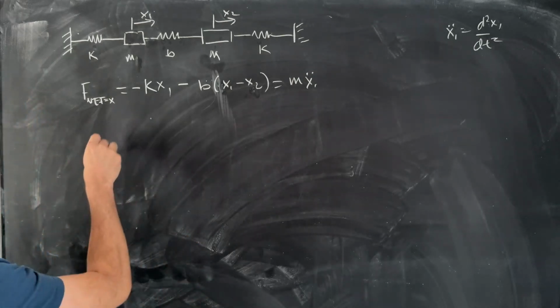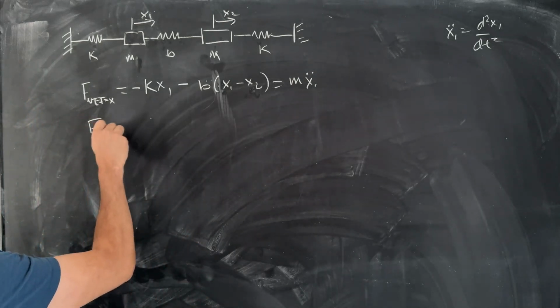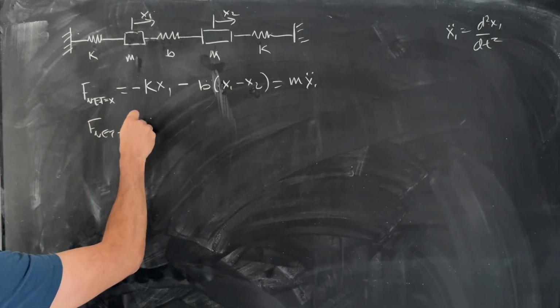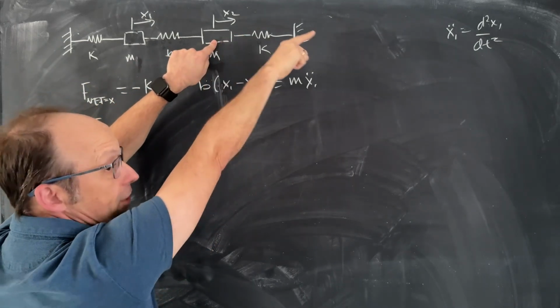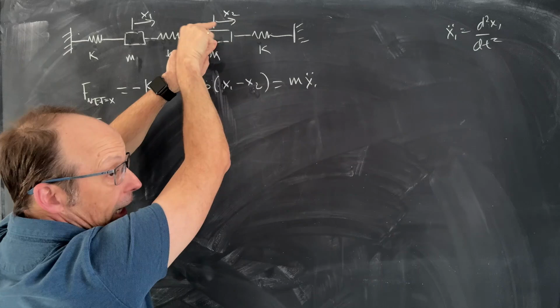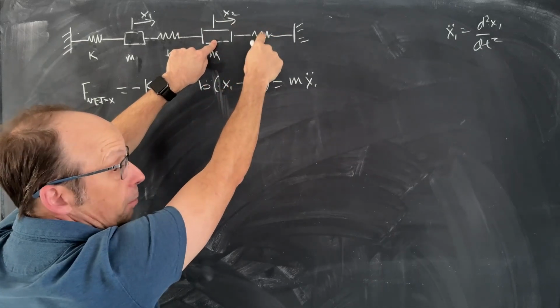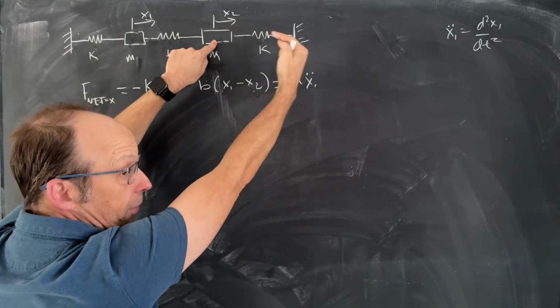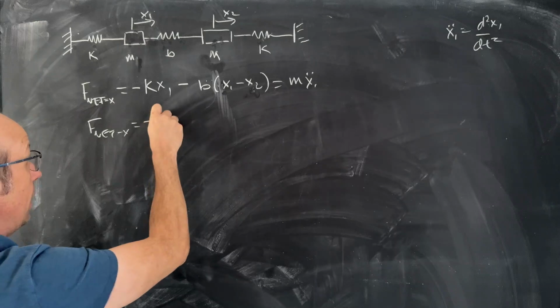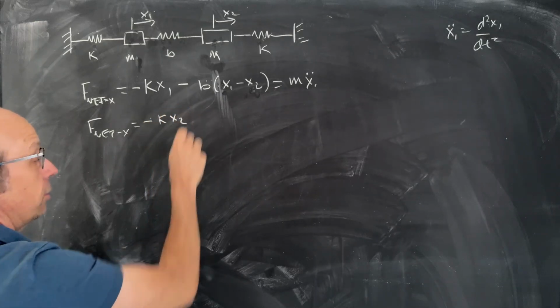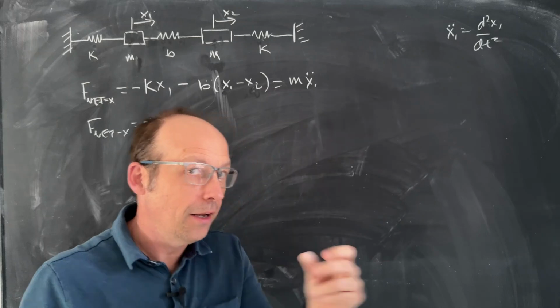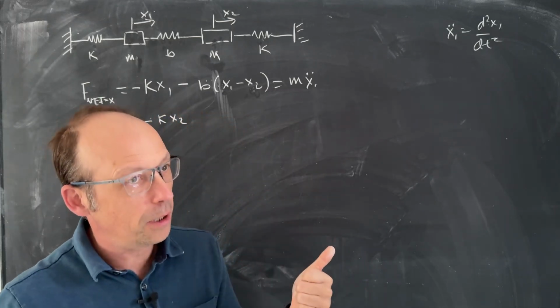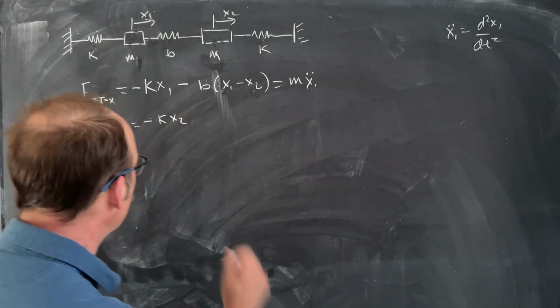Now let's do the same thing, F net in the x direction for mass 2. If I move this way, if x2 increases, that's going to compress that spring. So the spring's going to push this back this way. So I do get negative k x2. You have to be careful because that doesn't seem like what it would be, right? Because you're compressing the spring, but it's on the other side of the mass.